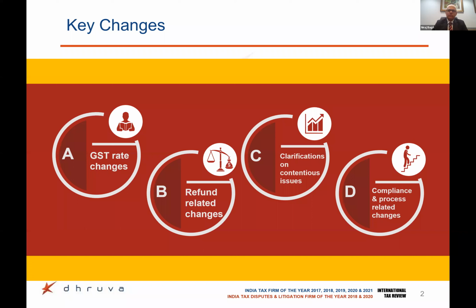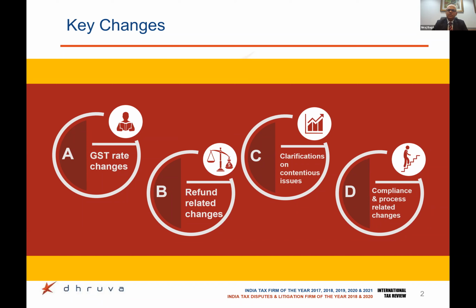changes. And we thought it would be a good idea to have this conversation with you where we can discuss the key changes that have been done by the council in the last 1 month, where circulars and notifications have been issued. And then we can have a Q&A session where we'll be happy to take any questions that you may have relating to these changes.